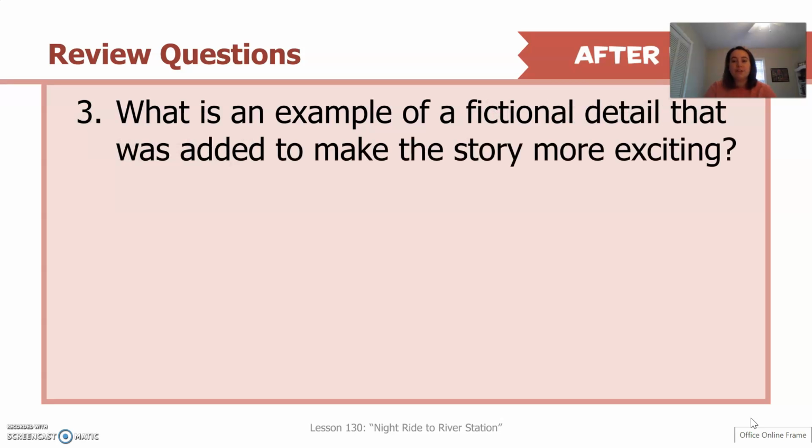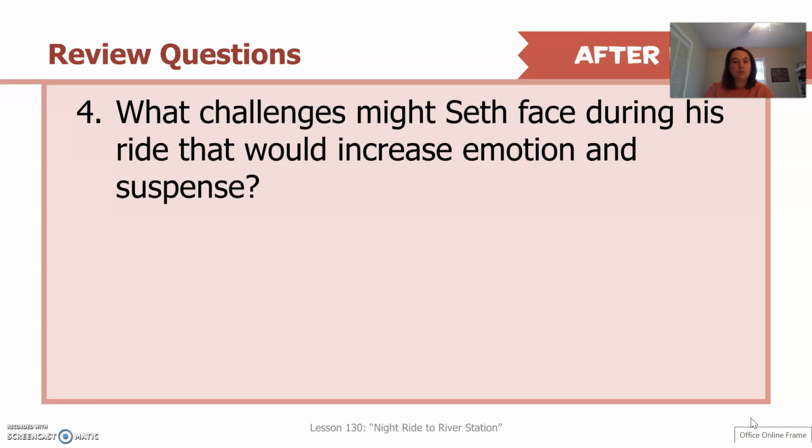What is an example of a fictional detail that was added to make the story more exciting? Well, the characters are in the story. The Thomas family, Pete, the horse named Copper, as well as the description of the Thompson cabin in the Devil's Slide. All of those things are fictional things that have been added to add interest to the story.